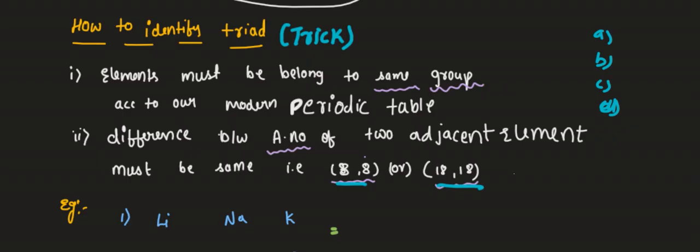So we are going to learn a small trick to identify whether the given three elements belong to a triad or not. What is that trick? The first point: the elements must belong to the same group according to the modern periodic table. Whatever three elements they provide in the option, those must belong to the same group. If any one element is not present in that group, the option is cancelled. The second important point is the difference between atomic numbers. The difference between the atomic numbers of two adjacent elements must be 8, 8 or 18, 18.